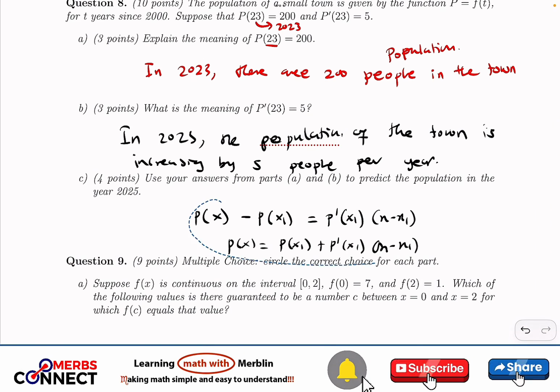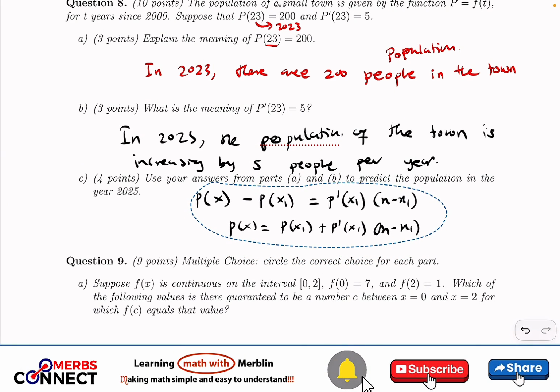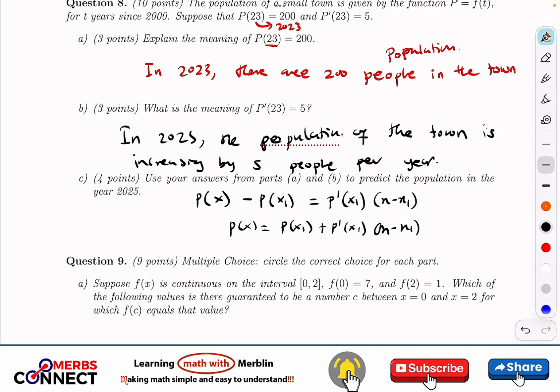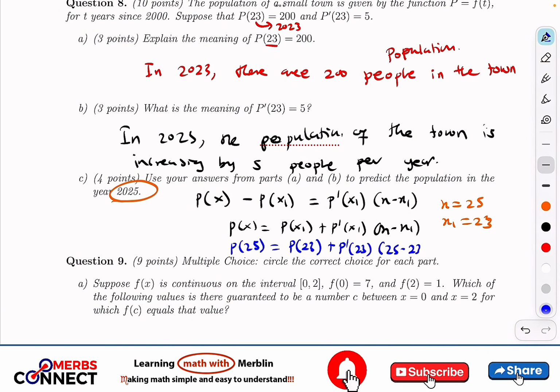So this is what I need to get. If I've forgotten, you can think of the equation of the tangent. That's why I wrote that one for you. Now here, x is equal to what we are approximating, which is 25. And then x1 is what is given, which is 23. So this is going to be P of 25 equal to P of 23 plus P prime of 23 times (25 minus 23).